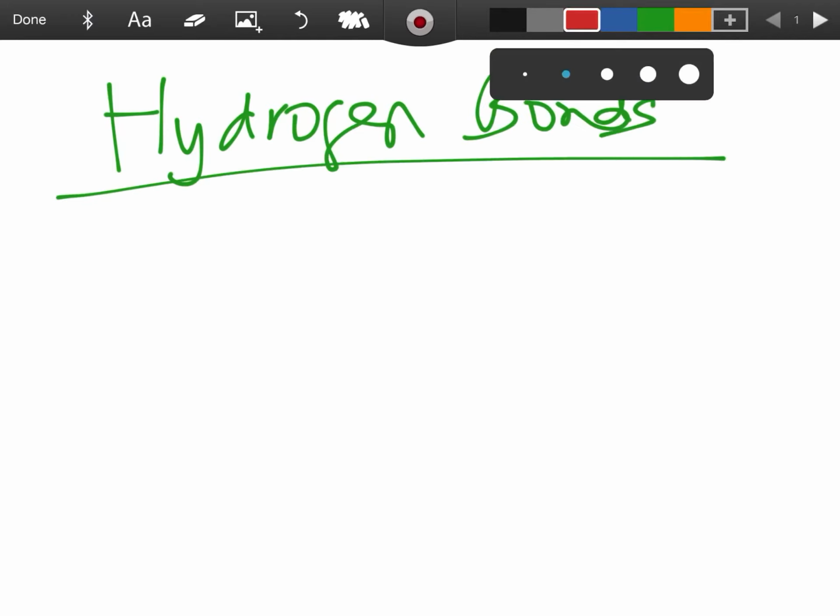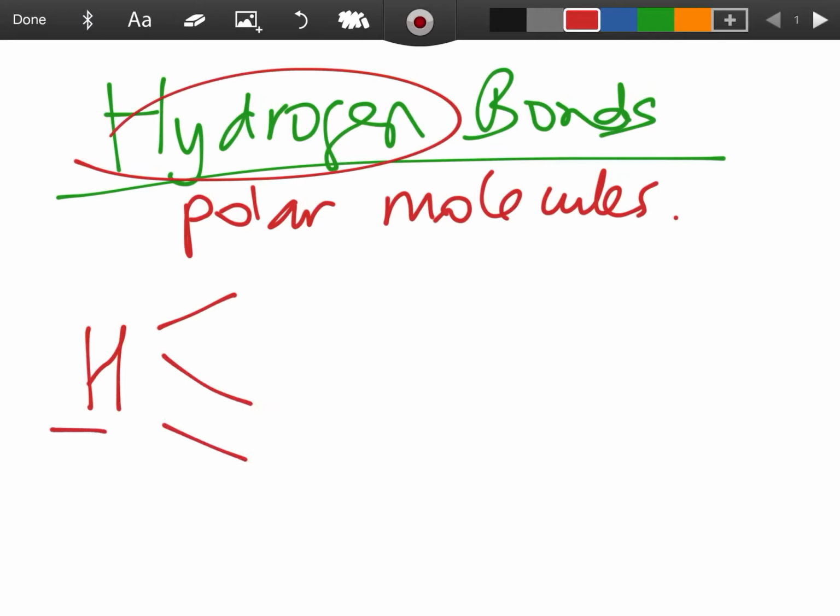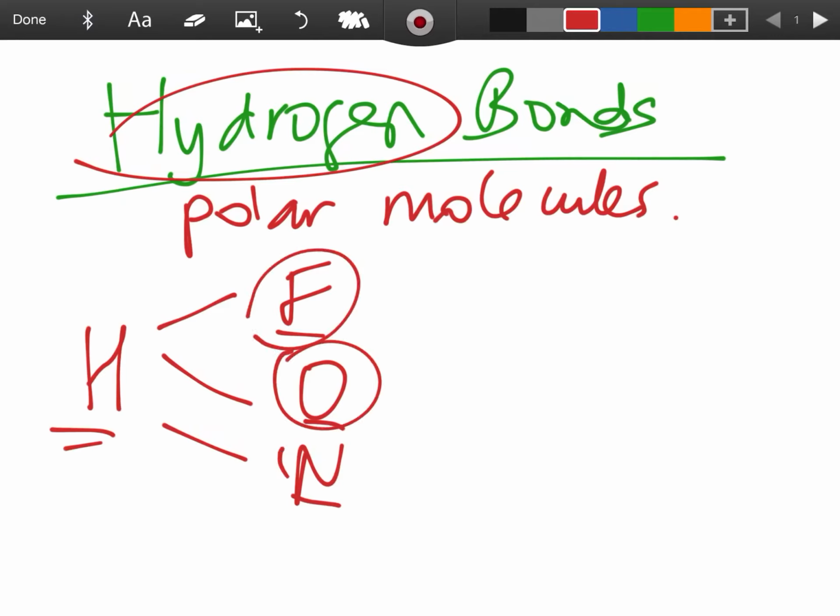Now, the last type then of intermolecular force that we need to talk about are called hydrogen bonds. Now, hydrogen bonds are a special type of dipole-dipole interaction. So again, hydrogen bonds occur between polar molecules because they're a type of dipole-dipole interaction. But look, hydrogen's in the name, so hydrogen has to be bonded to either fluorine, oxygen, or nitrogen. Now in class I would sometimes say, try to remember phone. So, F-O-N, phone, that will hopefully help you to remember the elements that hydrogen has to be bonded to.